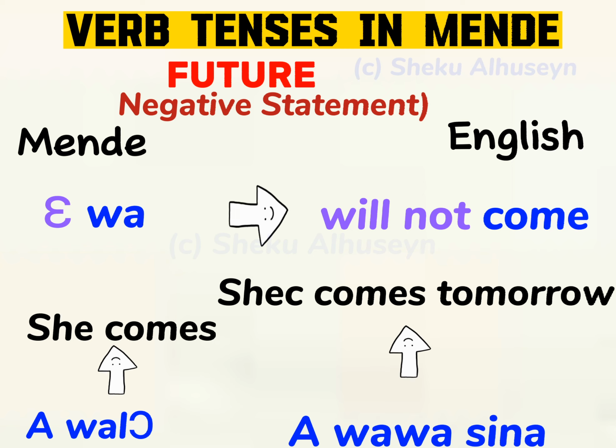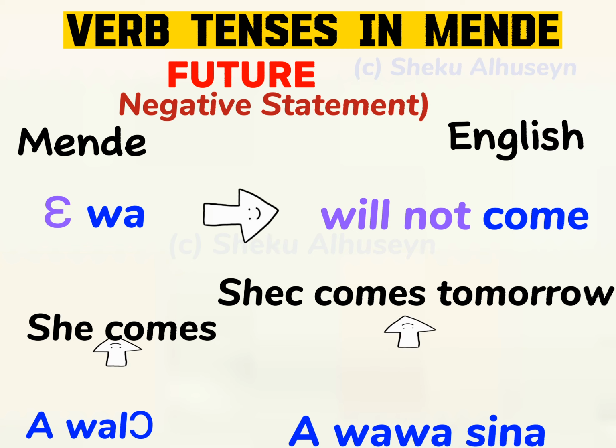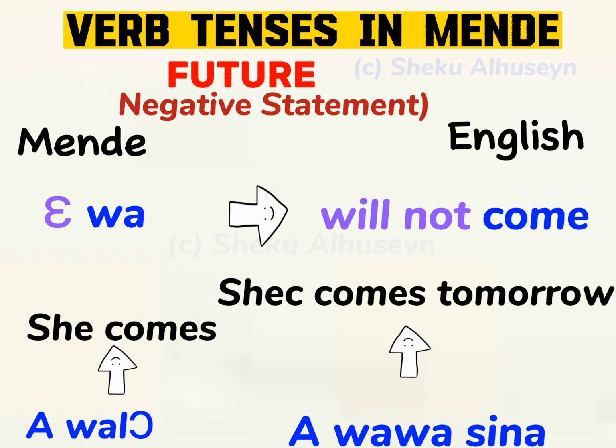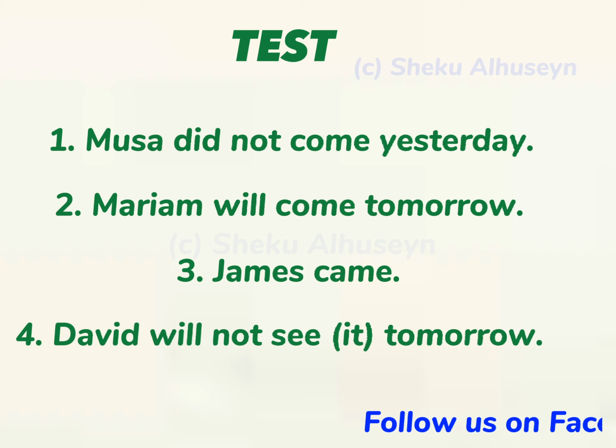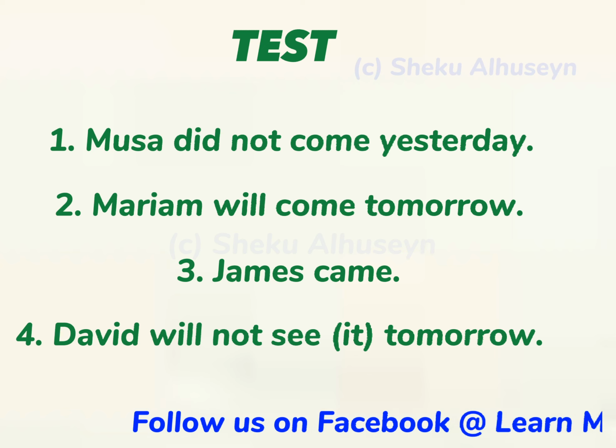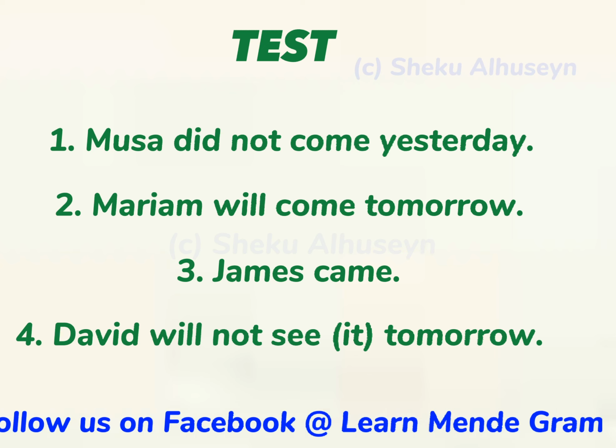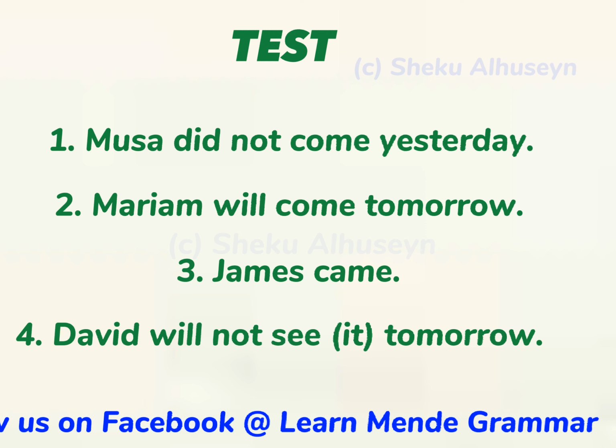The progressive tense can also be used for the future, but we will learn that in a subsequent episode, as this is just the introduction to the topic. Now, in the comment section, translate for me these sentences into Mende language. Let me see how best you have understood the lesson so far. Musa did not come yesterday. Mariam will come tomorrow. James came. David will not see it tomorrow.